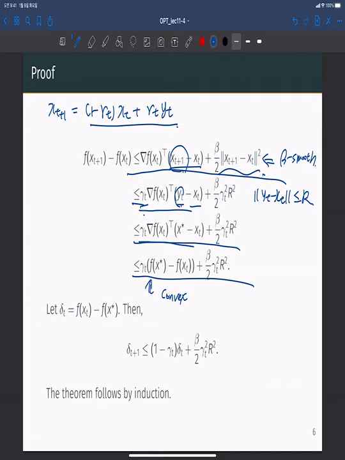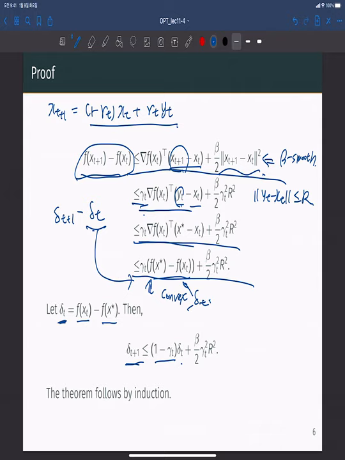Then we have this. When we denote delta t as f of xt minus f of x star, then we have delta t plus 1 minus delta t, and this delta t moves to the other side. So we have delta t plus 1 is less than or equal to (1 minus gamma t) delta t plus beta over 2 gamma t square r square.